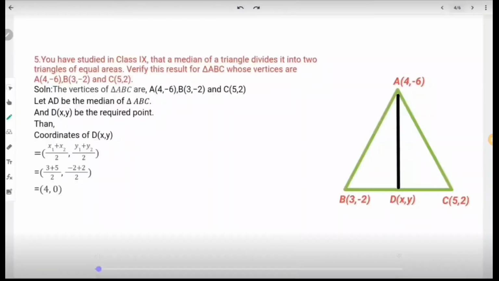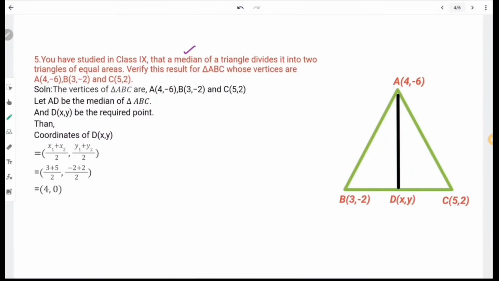1:4. Studying in class 9, that the median of a triangle divides it into equal areas. So we're supposed to verify this result. They've given us a triangle here whose vertices are given. So we're going to take AD to be the median.